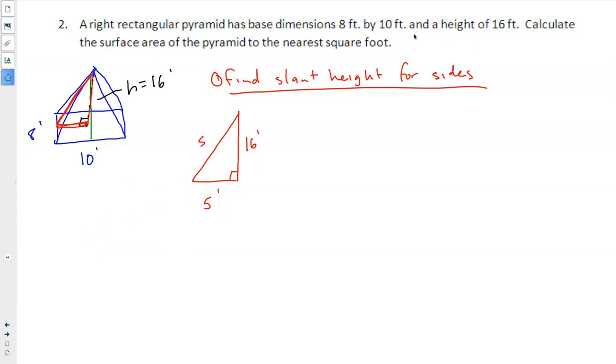Great. So hopefully you guys can see that right angle triangle that is inside of that right rectangular pyramid. I know it's 5 feet at the base, 16 feet going up, and I'm looking for my slant height. Because it's a right angle triangle, we can use the Pythagorean theorem, which is a squared plus b squared is equal to c squared. Which side you label A or B does not really matter as long as you have C as your hypotenuse.